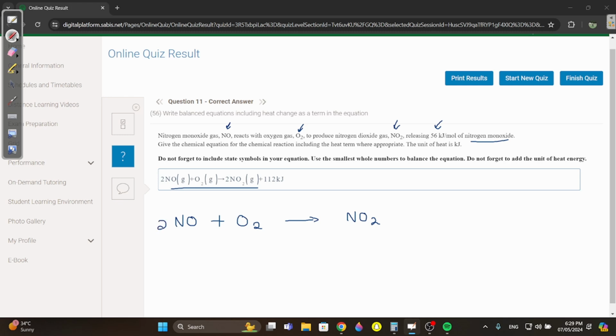So what would I do? I would obviously multiply by 2 to make this 4. And now how would I make this 4? I would just multiply by 2. Now, is it balanced? Yes, it is. And then you look at your energy. Okay, we got our reaction.